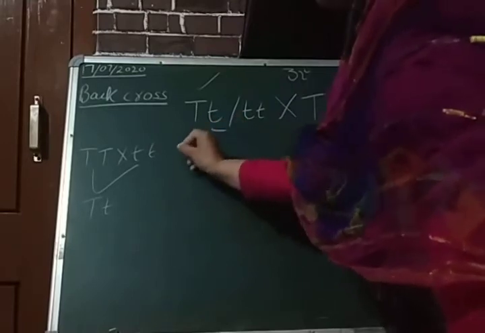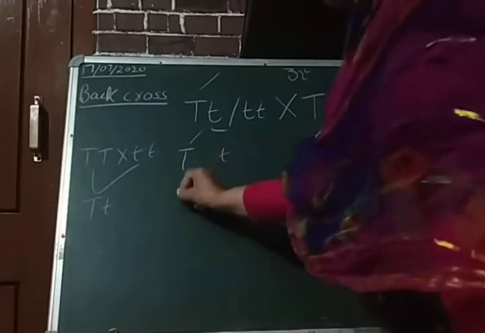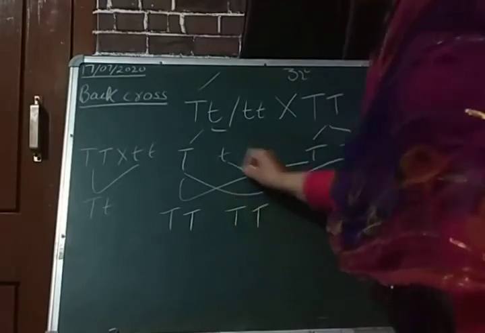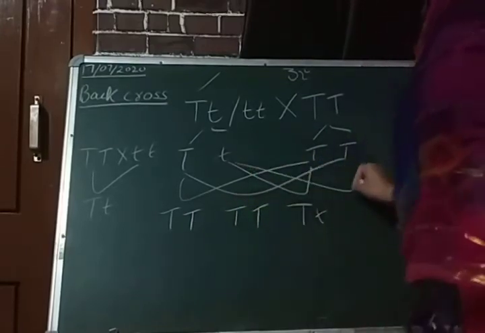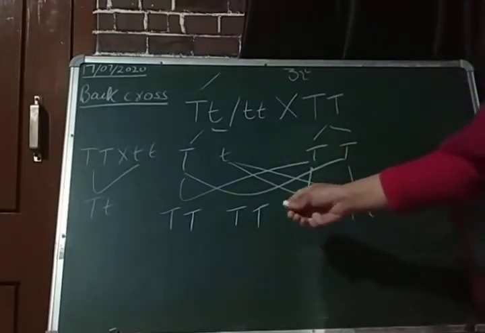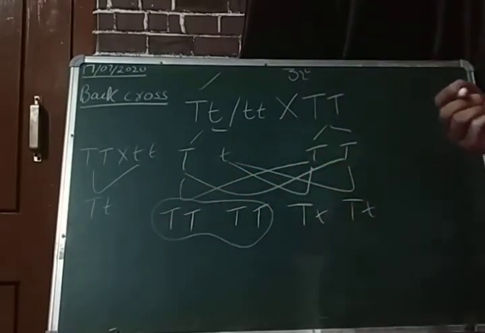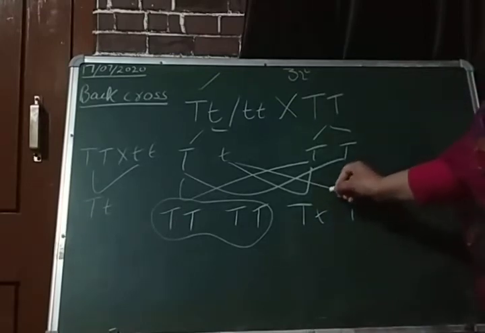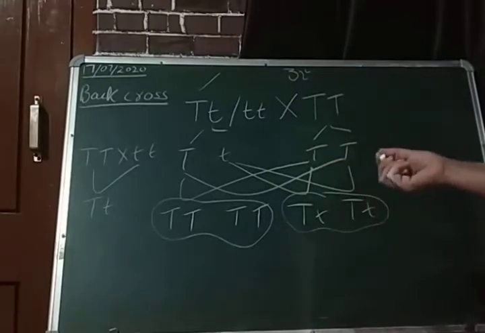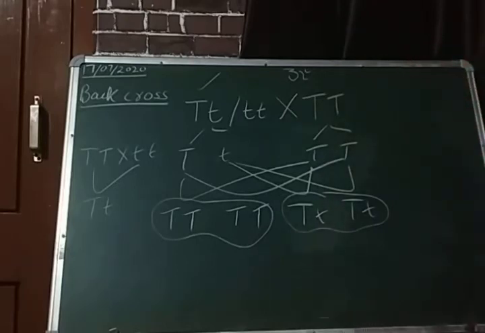Clear? It will give two types of gametes, this and this. Then what will it produce? Capital T, capital T, capital T, small t, and capital T, small t. In this way, I have improved the quality of 50% of the plants, because those would be your homozygous dominant tall. Okay, whereas 50% would be your heterozygous tall. So in that way, I've improved the quality of 50% of the plants. Understood? I hope you have got it.